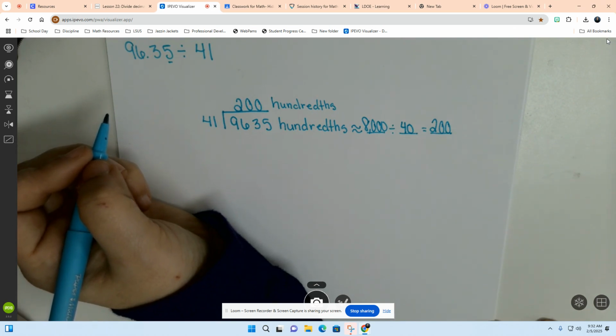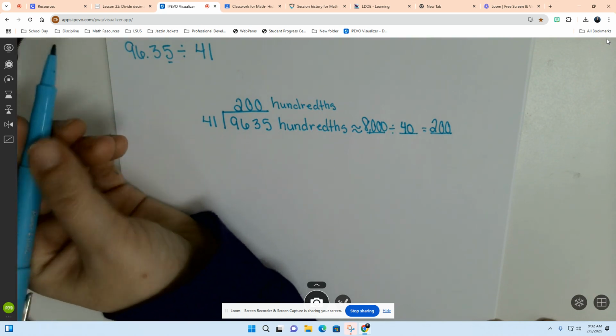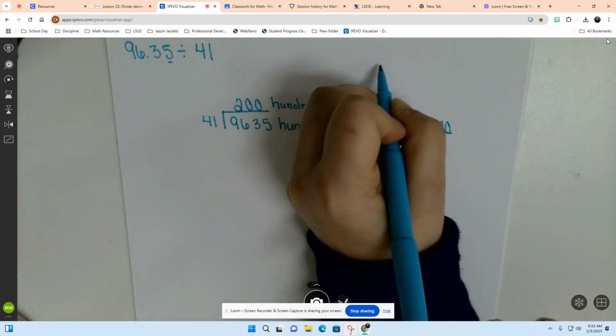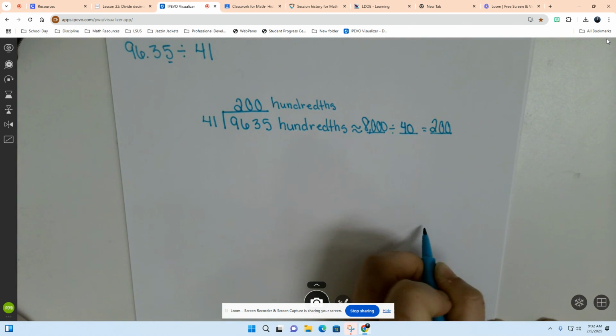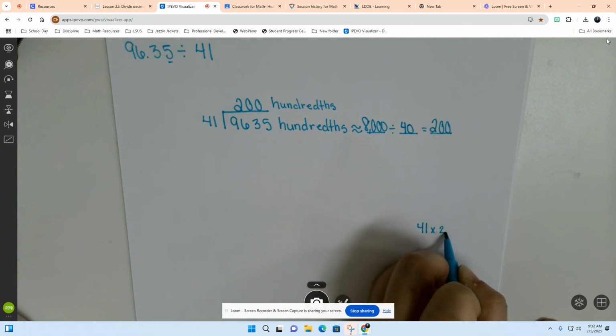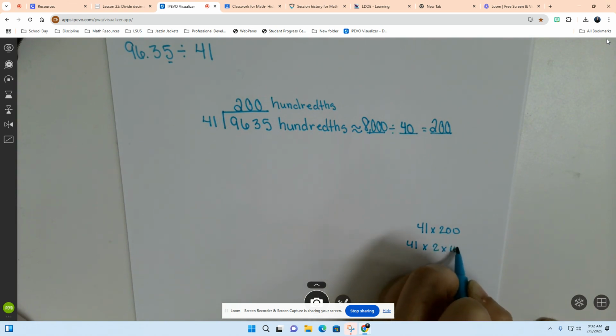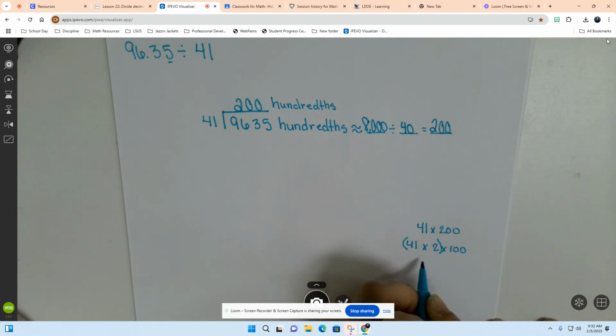What do I do now? See how many times 41 goes into 900. Now I have to multiply to see how many I actually did distribute. So multiplying 41 by 200. How can I break down 41 times 200? 41 times 2 times 100. What's 41 times 2? 82. 82 times 100 would be 8,200. Very good, 8,200.